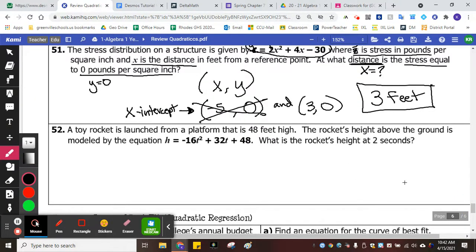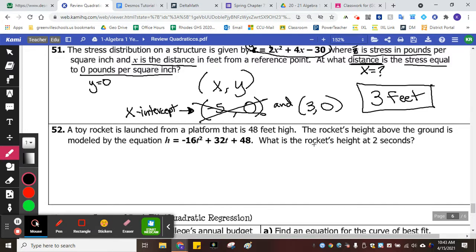So those word problems are a little bit more application than what we were doing. We just did projectile motion, which is like 52. So 52 is more common. That's what we practice. But you could see other questions like 51 and 50. A toy rocket is launched from a platform of 48 feet. The rocket height above the ground is modeled in this. What is the height at 2 seconds?